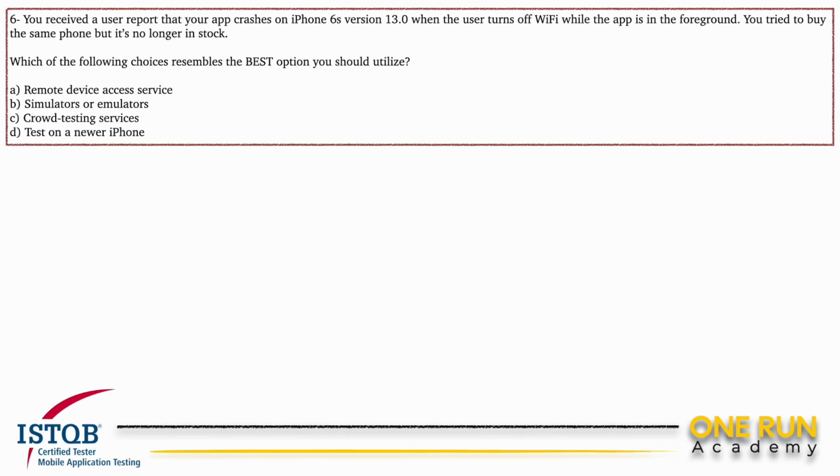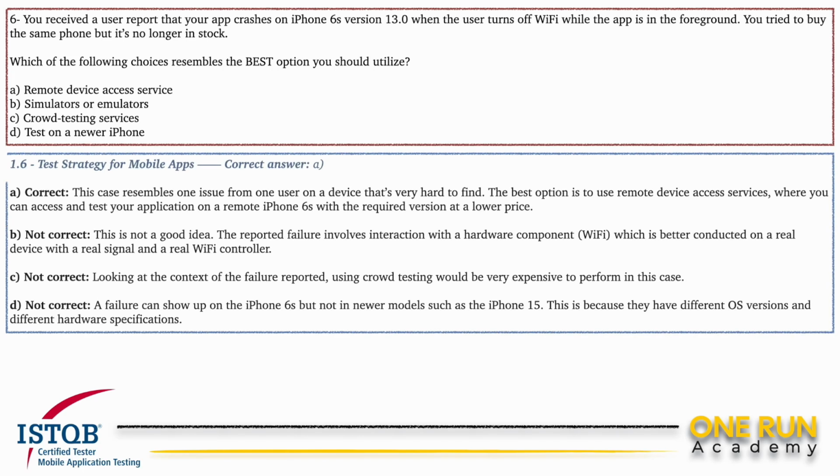Let's analyze the options. Option A suggests using a remote device access service, which is a reasonable choice. By using one of these services, we can log into a platform, select a phone that matches the user's device, in this case, an iPhone 6s with iOS 13.0, and perform the necessary testing. This method is efficient and cost-effective, especially since we only need to test a single device for a short time. So let's keep option A as a strong contender.